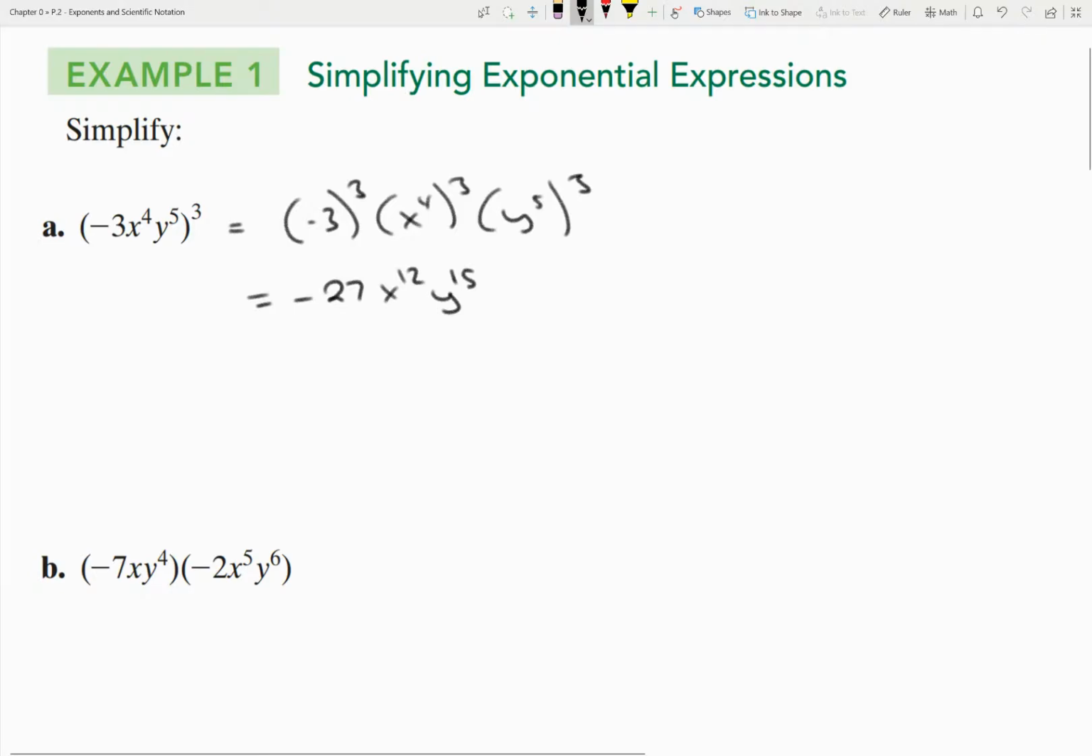Okay, there are no parentheses. There are no powers to a power anymore. Each base occurs once. I got a number, -27. I got an x, I got a y. And it's okay to have a negative number, but no negative exponents or zero exponents occur. So that means that is as simple as I can make it.